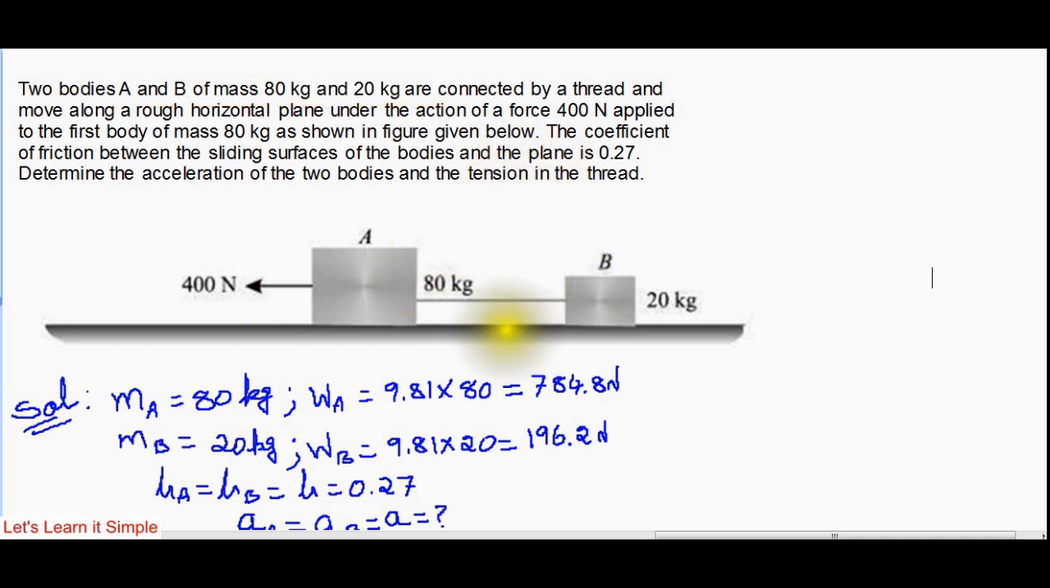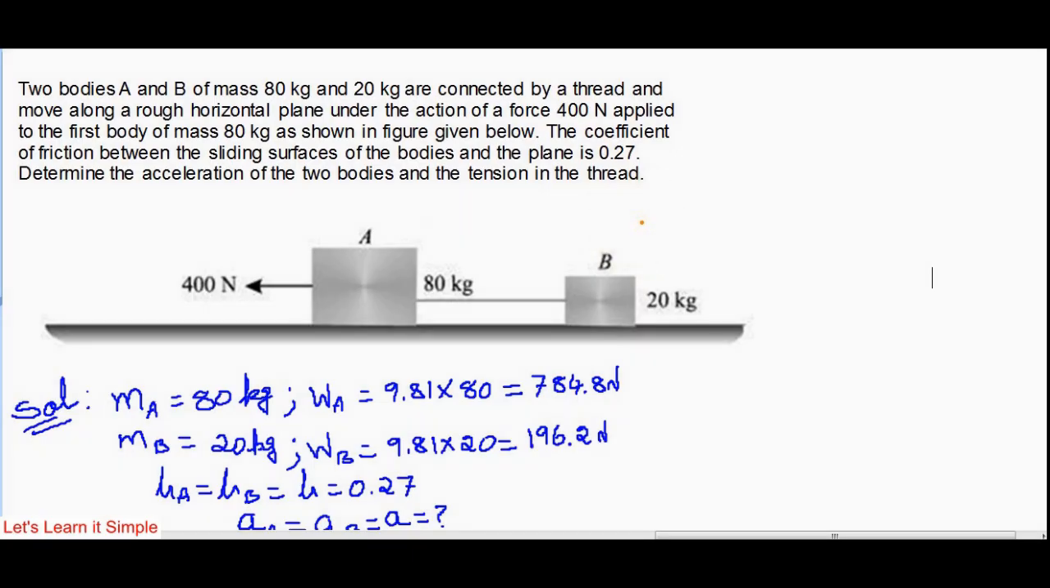Now between the block and the surface, there is a coefficient of friction of 0.27. Now the question is, we need to find the acceleration of the two bodies and tension in this thread. Since the blocks A and B are connected together, the displacement of A and B, velocity of A and B, and acceleration of A and B are same.